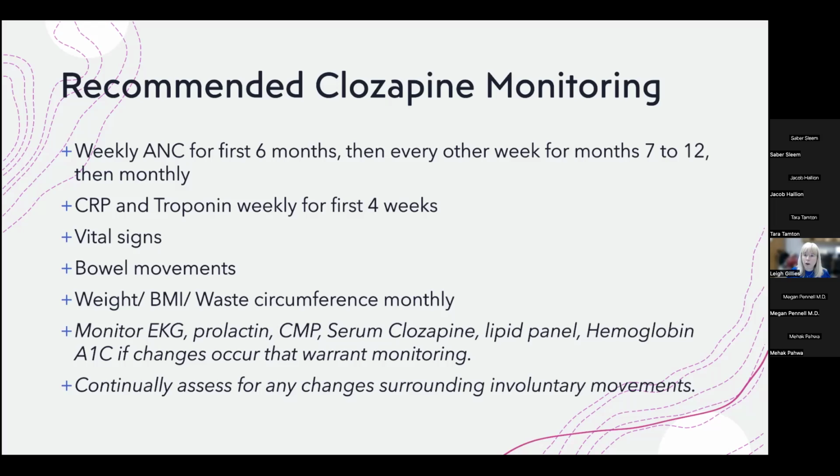The weight, BMI, waist circumference is recommended to be done monthly. And then if any changes arise, any concerns, you're going to want to get an EKG, prolactin, CMP, clozapine level, lipid panel, hemoglobin A1C, anytime that you're concerned and you want to investigate further. So if you're concerned about metabolic syndrome, if you're concerned about changes in the heart rate, if you're concerned about potential liver pain, you want to maybe get a CMP.